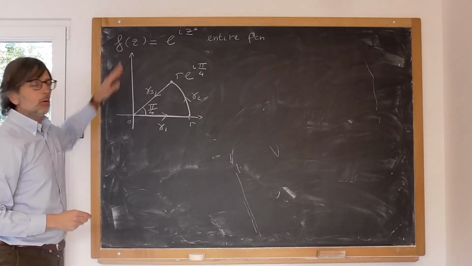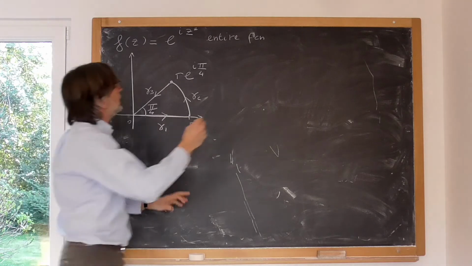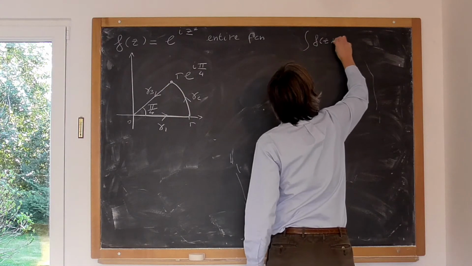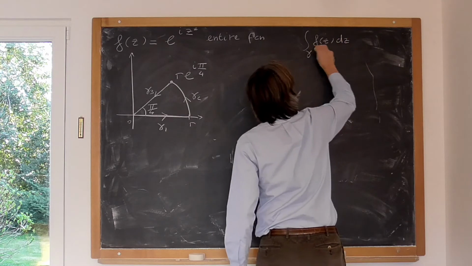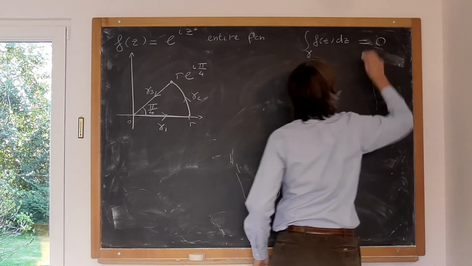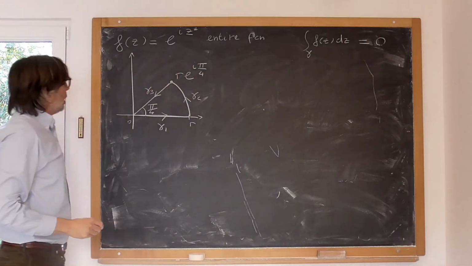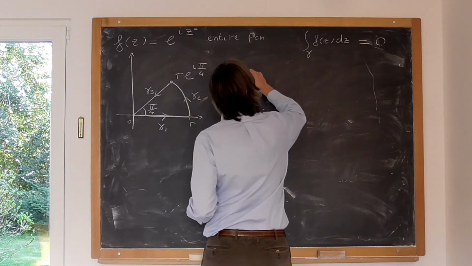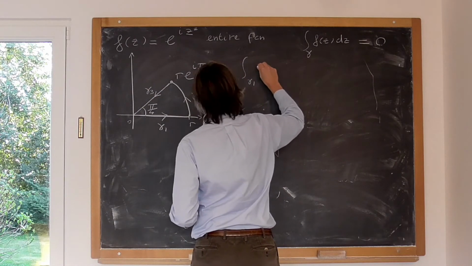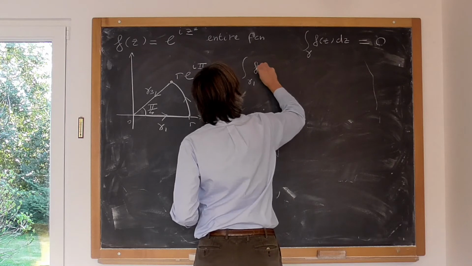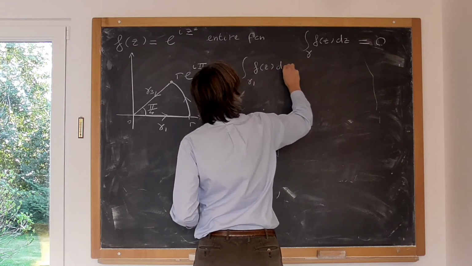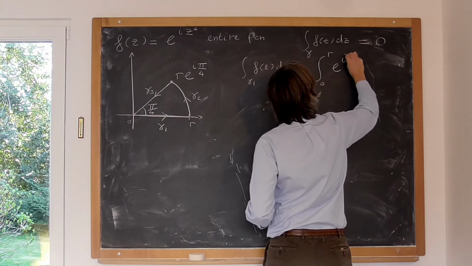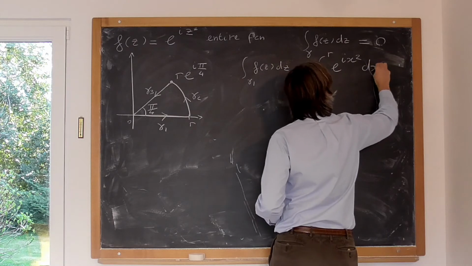So, this is a holomorphic function everywhere, so clearly the integral of f of z dz over the whole contour gamma vanishes. And the integral over gamma 1 is what we're interested in, f of z dz. This is just the integral from 0 to r of e to the i x squared dx.